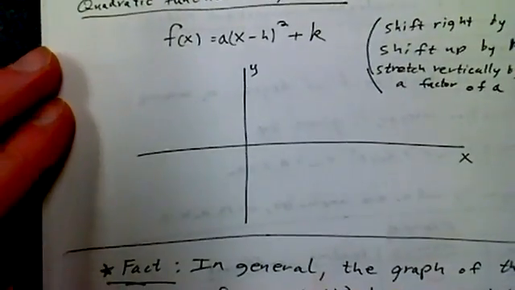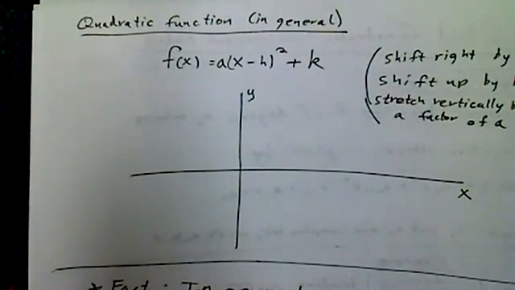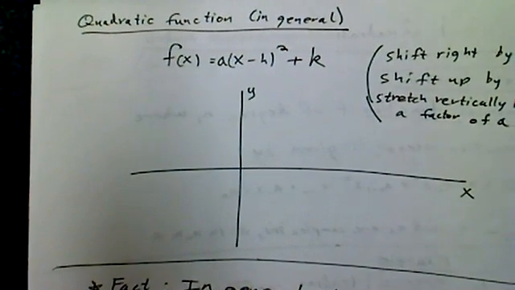So let's see if we can get a little more general here. Quadratic functions in general can be written in this form right here. f of x equals a times x minus h squared plus k, okay? Now, what you'll probably recognize is this should remind you of transformations that we did back in the last chapter, okay?